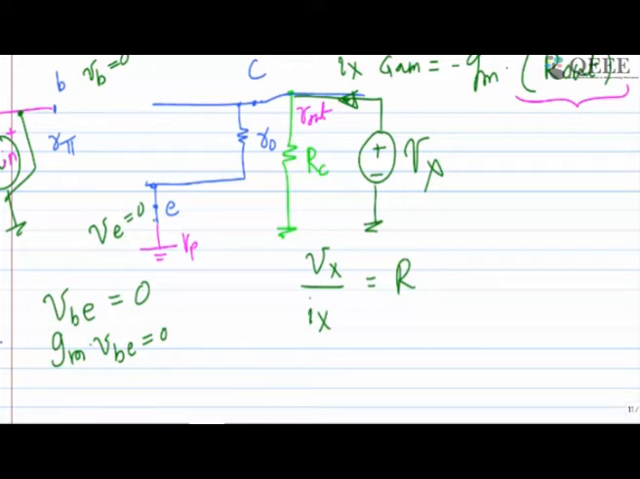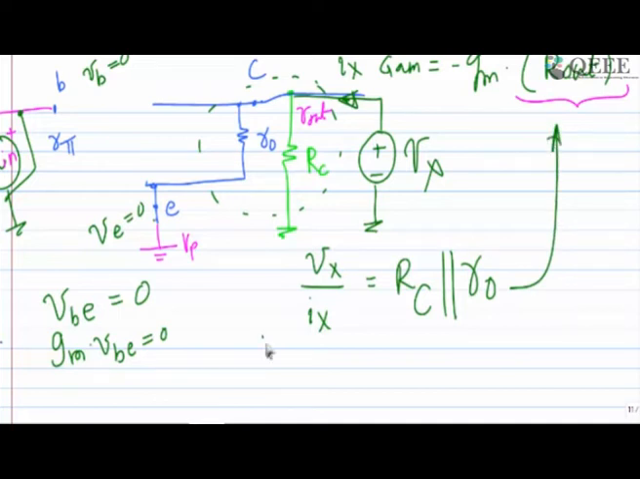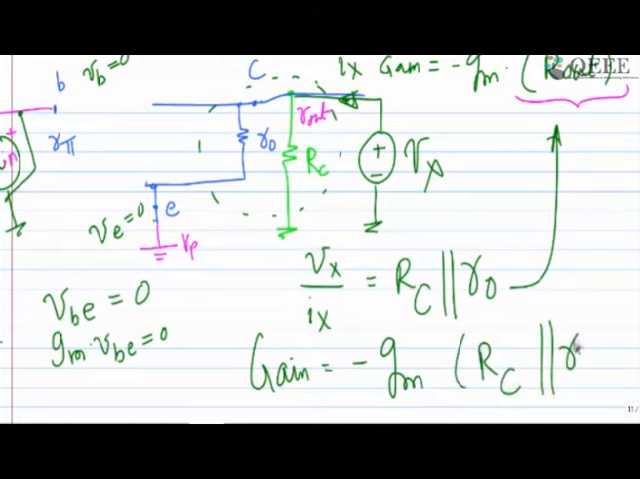Now if I apply Vx voltage and measure the Ix current, how much will it be? The Vx and Ix division will give me two resistances in parallel, which are RC parallel RO. If I put this here, what am I going to see? Gain is equal to minus gm times RC parallel RO.